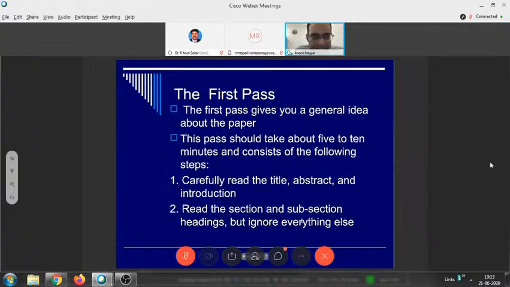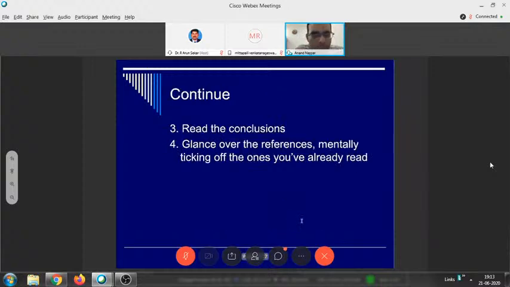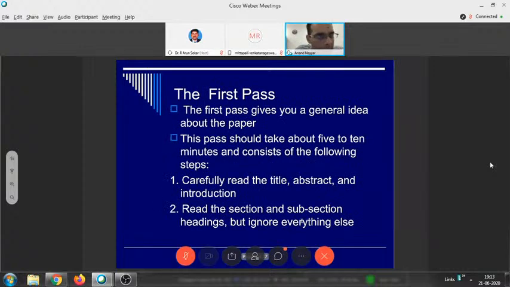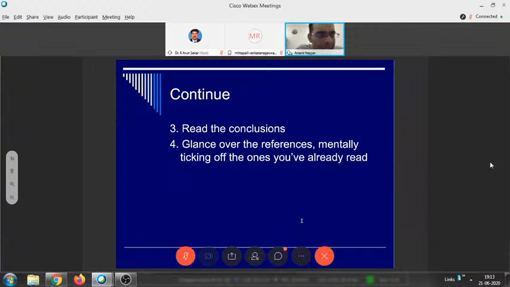What is to be done? See this. Just read title, abstract, introduction. Just see the subsections, like literature review, system model. Okay, that's good. Now read the conclusion. What is the conclusion of the paper? The abstract, introduction and conclusion will give you the literature, what is actually being proposed in the paper, and whether this paper is okay for you or not. That's the first pass, everybody.